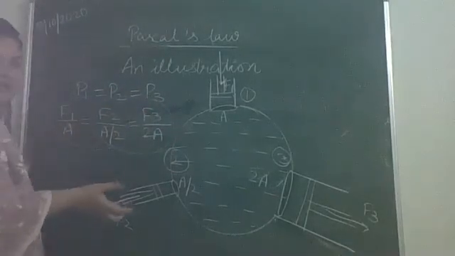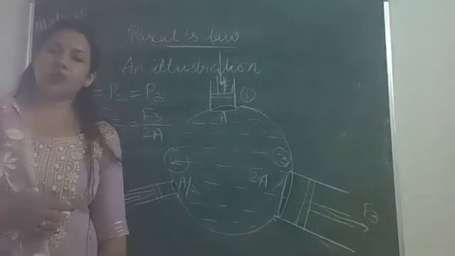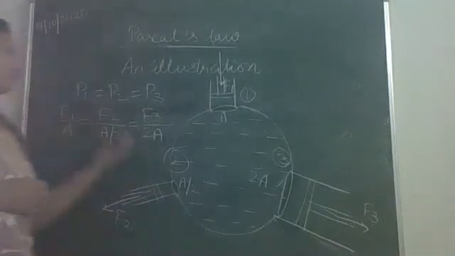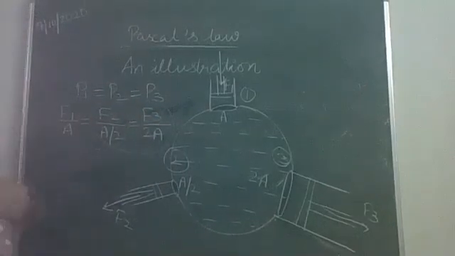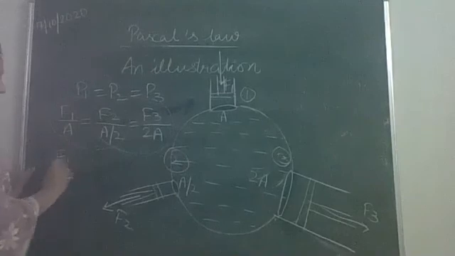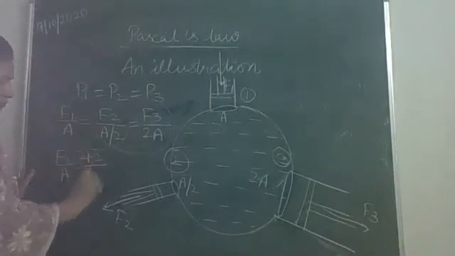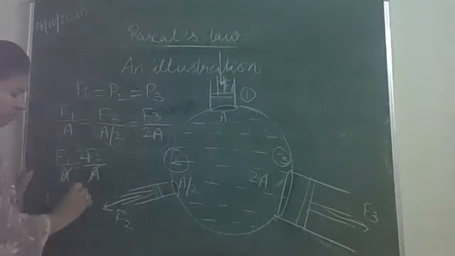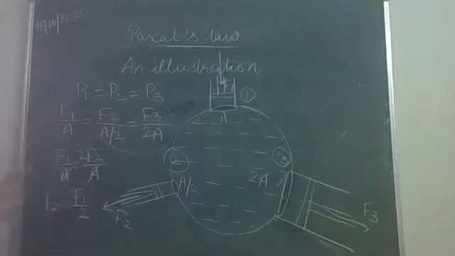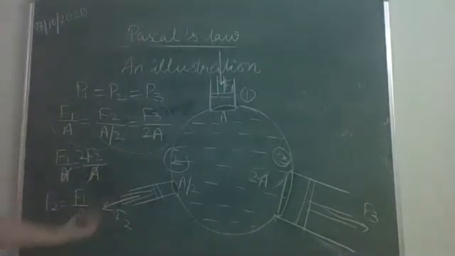F1 is given. F1 is the applied force. We want to find F2 and F3. So in terms of F1, we can find F2 and F3. Tell me what will be F2 and what will be F3. So first compare first two terms. So F2 is half of F1. तो जिस साइड का एरिया ऑफ क्रॉस सेक्शन आपका हाफ था, उधर फोर्स भी कम एक्ट करेगा.